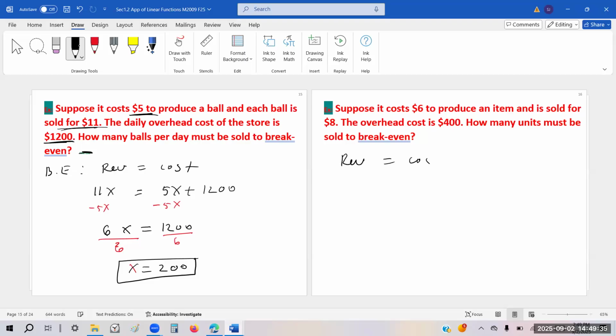So revenue equals cost, and then 6x plus 400. And then what do you do? Subtract 6x, divide by 2. Wow, they both have the same amount, 200. Question? No question?